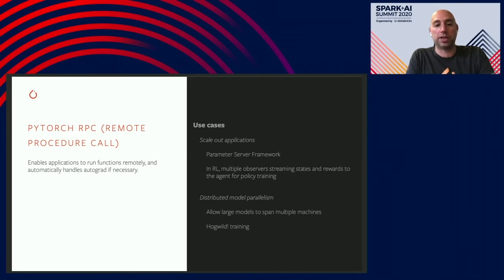Some of the applications that we've seen, if you're doing, for example, large scale parameter server, reinforcement learning, maybe you have these multiple observers streaming states and rewards that you're trying to train. And then, of course, if you're running, for example, distributed model parallelism, which is more of a canonical use case for something like this. So maybe I have this really large model, maybe it's on the order of 100 plus billion parameters, and I want to be able to slice and dice that model and run it over multiple machines because it just won't fit on the large machine that I have.